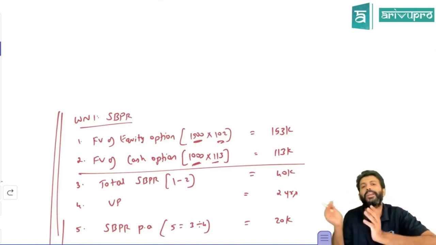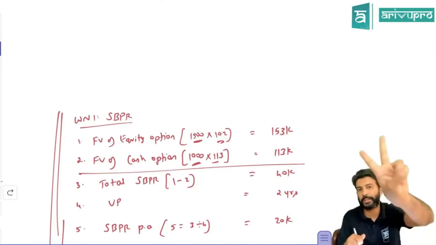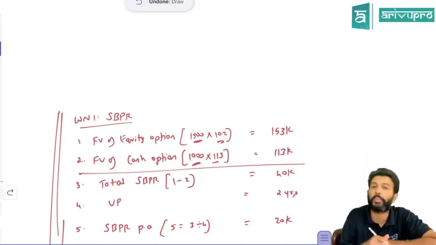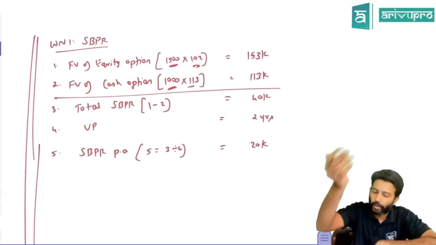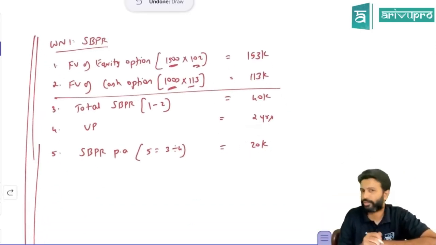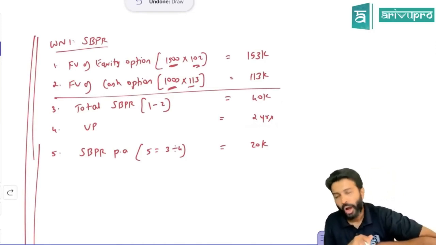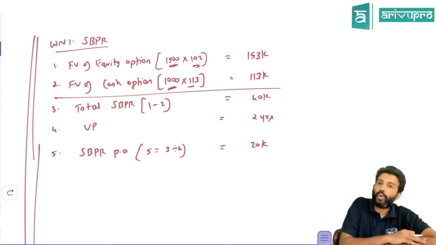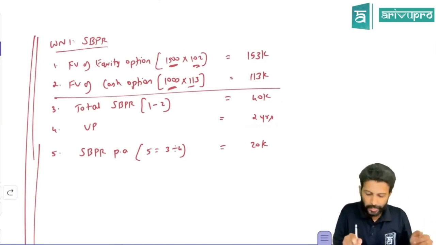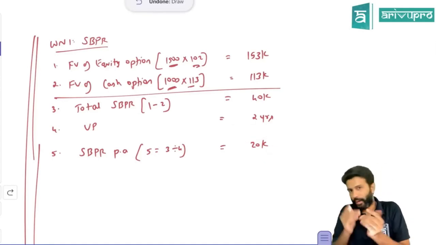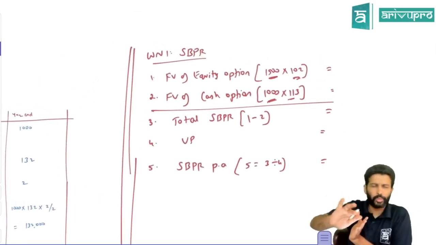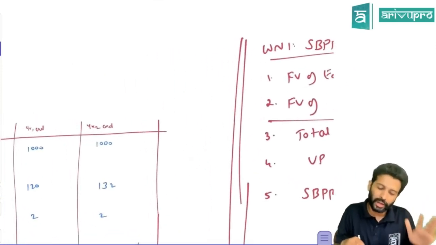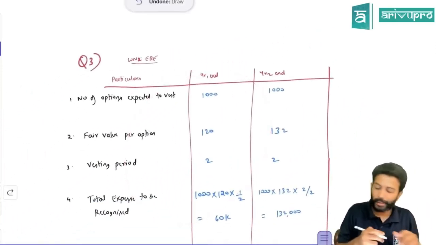This SBPR will be recognized over the vesting period, and here the vesting period is 2 years. So this 40,000 will be booked equally over 2 years. Every year, how much will you book as SBPR? 40,000 divided by 2, which is 20,000. So you got your SBPR portion. SBPR is related to the equity settled plan. Now we want the cash settled plan accounting. The equity part is over. Now we have to do the cash settled plan with normal accounting, so this table relates to the cash settled plan.